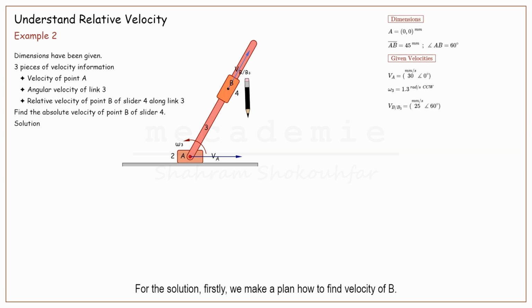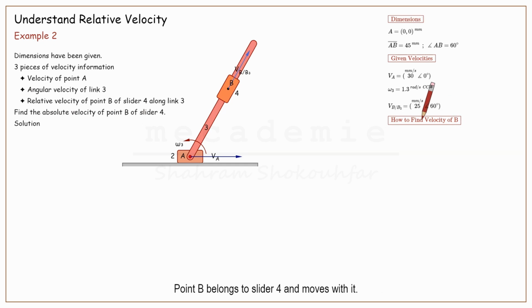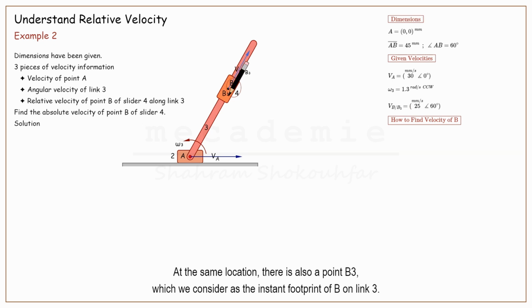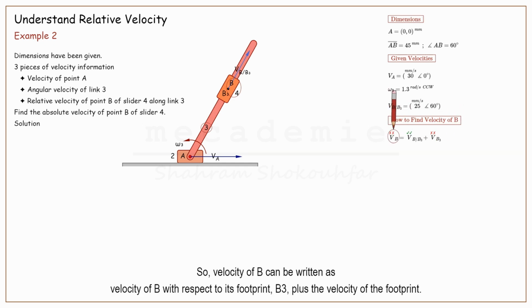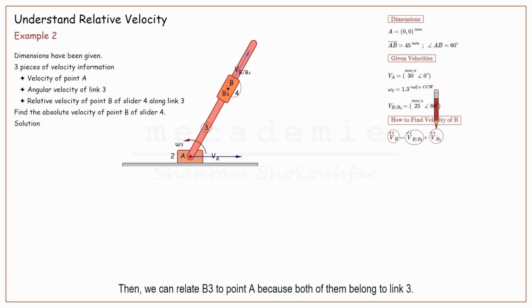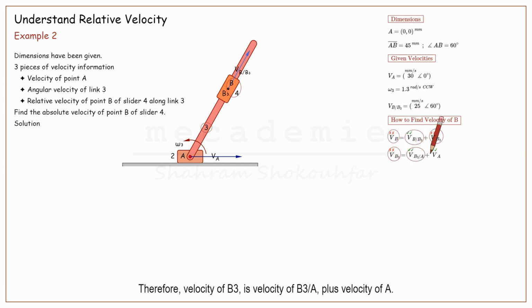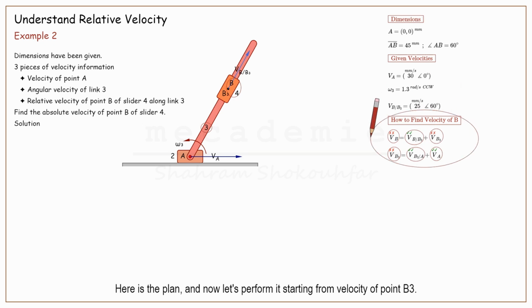For the solution, firstly we make a plan how to find velocity of B. Point B belongs to slider 4 and moves with it. At the same location, there is also a point B3, which we consider as the instant footprint of B on link 3. Now we want to relate point B of slider 4 to its footprint on link 3. So velocity of B can be written as velocity of B with respect to its footprint B3 plus the velocity of the footprint. Then we can relate B3 to point A because both of them belong to link 3. Therefore, velocity of B3 is velocity of B3 with respect to A plus velocity of A. Here is the plan, and now let's perform it starting from velocity of point B3.